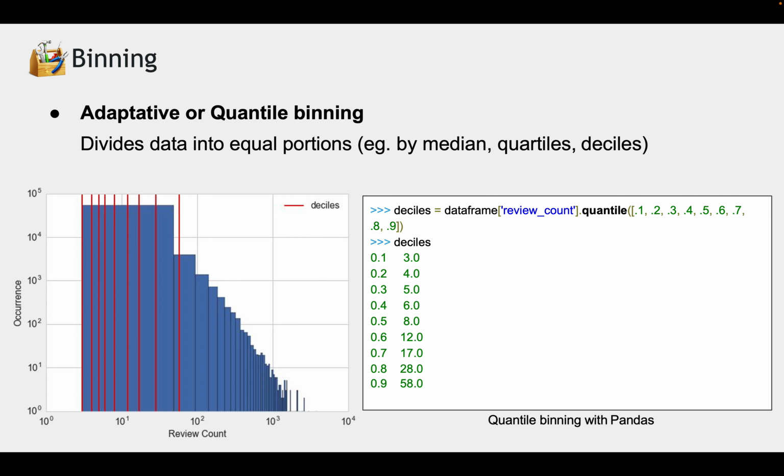Data, red lines are obviously lines of division. Deciles data from review count quantile 1 2 3 4 5 6 7 8 9. Deciles. 3 2. 458.